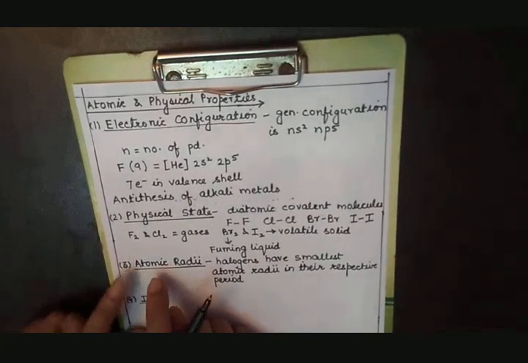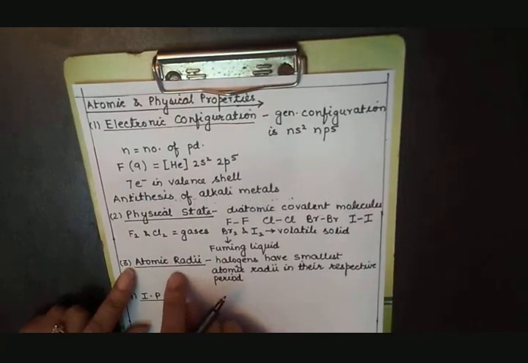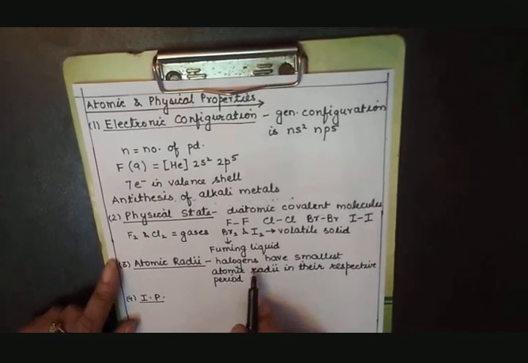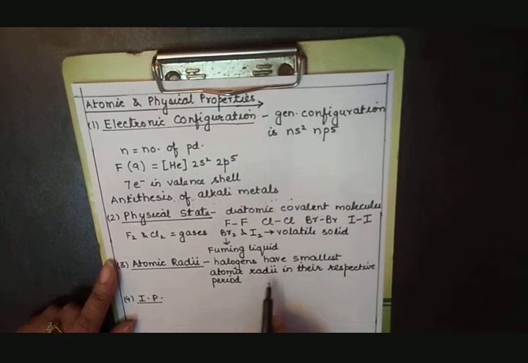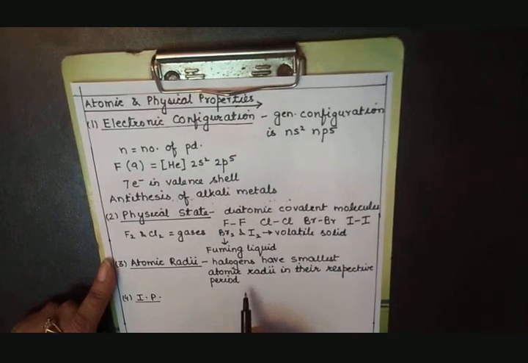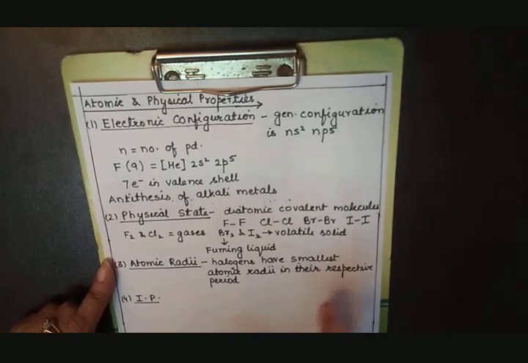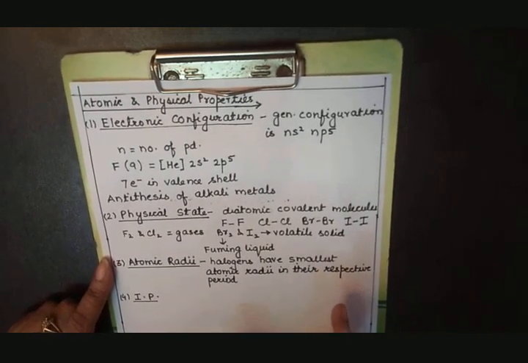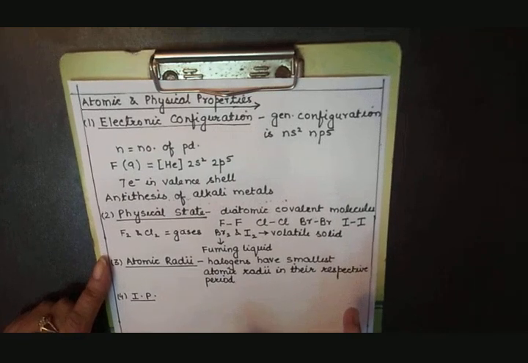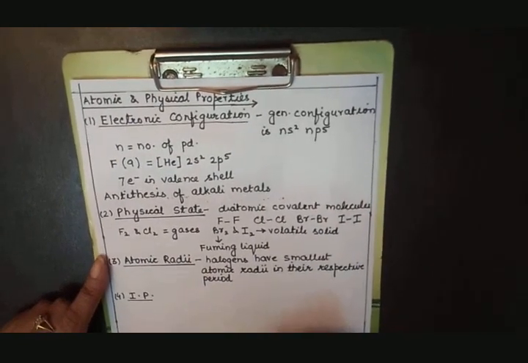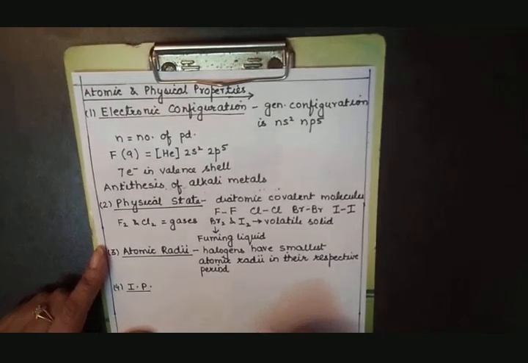Now the third property is atomic radii, a very easy one. Halogens have the smallest atomic radii in their respective period. This is due to the higher effective nuclear charge. On moving down the group, the atomic radii increases due to the increase in the number of energy shells.